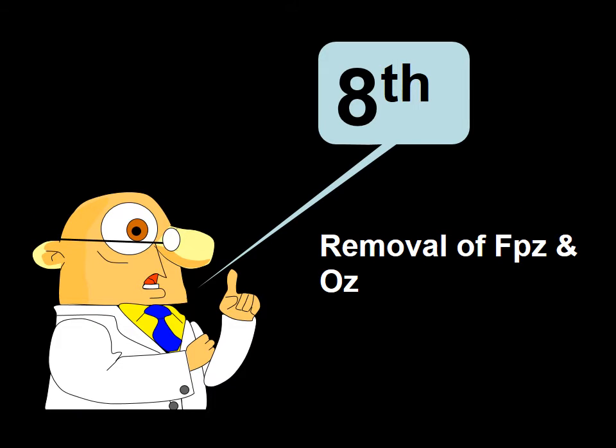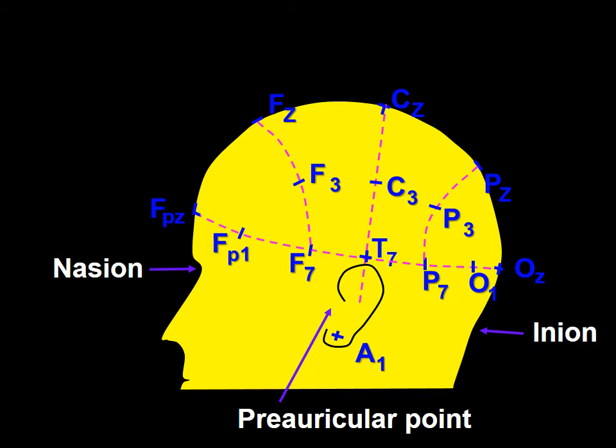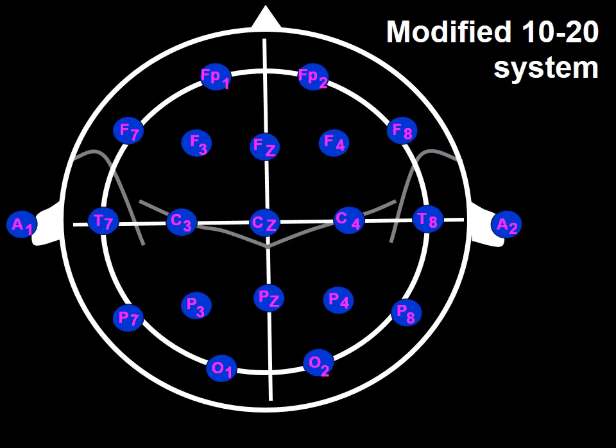The 8th step is a strange one. It is the removal of FPC and OC, since they are usually not used in regular recordings. So if we are looking at the skull from the left, I first remove FPC, then I remove OC, as I have done in these frames. So the diagram will look as you see it in this frame.